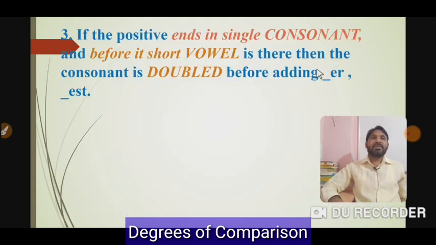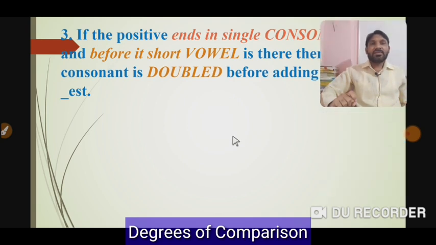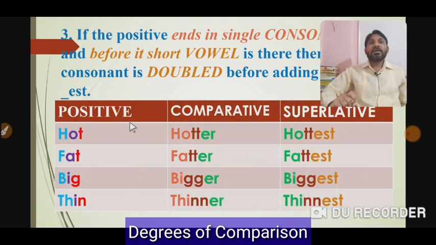Now next, again important. See, if the positive ends in a single consonant sound and before it there is a short vowel, then the consonant sound will be doubled before adding er or est. Okay. Now see the example. See, positive: HOT, FAT, BIG, THIN.